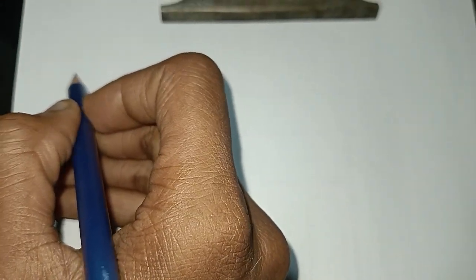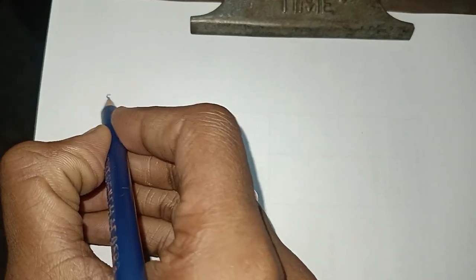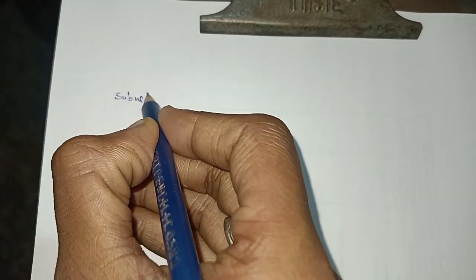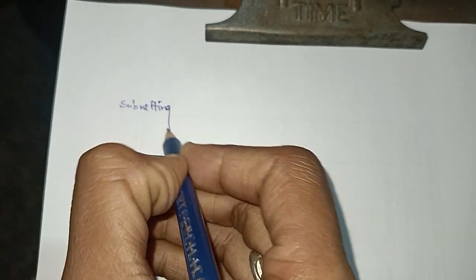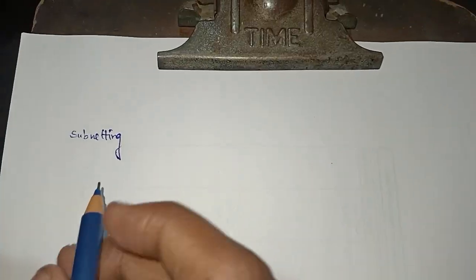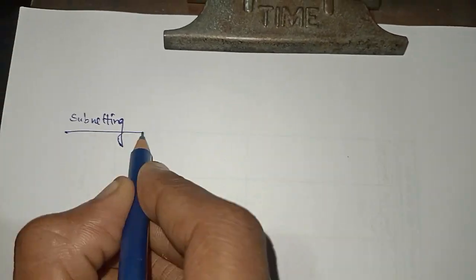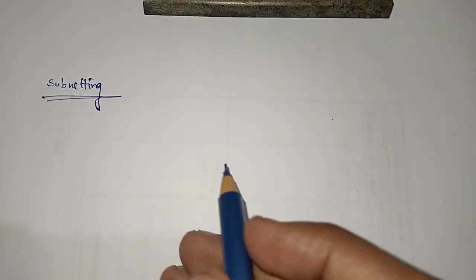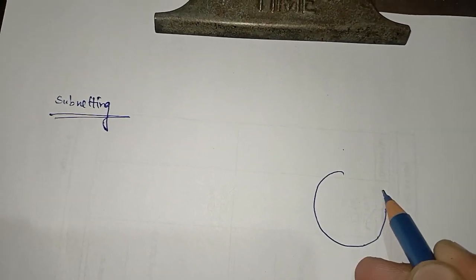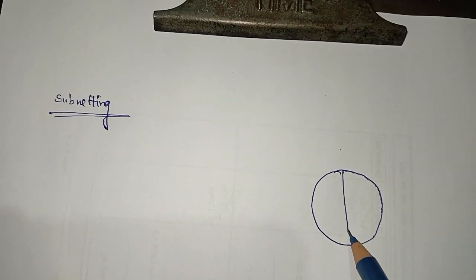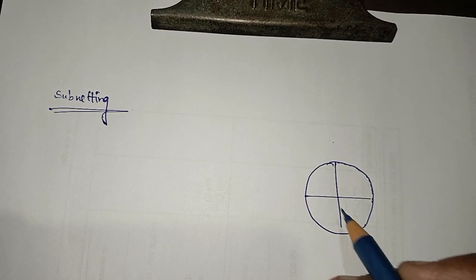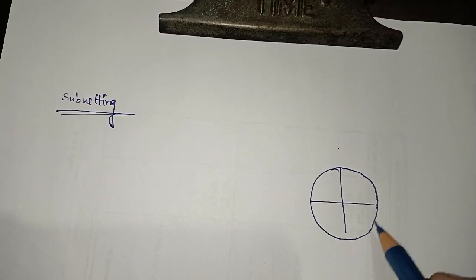So today we are continuing with the remaining lecture on subnetting. We are discussing subnetting. Subnetting means we are dividing a large network into small pieces of network. This is the large network, and we divide it into small networks, in this case four parts.